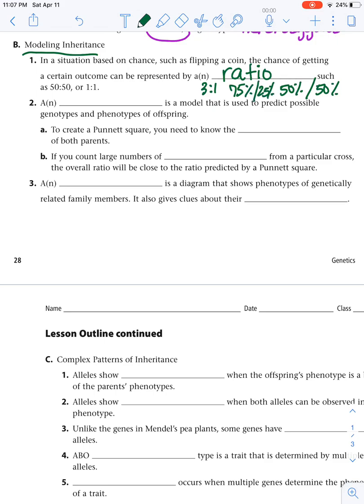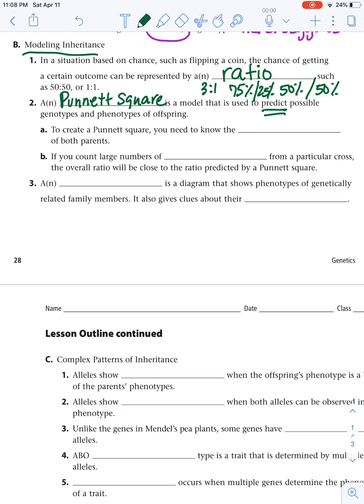You can also represent these possibilities that we're learning about in the Punnett squares. You can represent them as percents or as ratios. Now let's look at number 2. So a Punnett square is a model that is used to predict, and that's the big word here, predict.